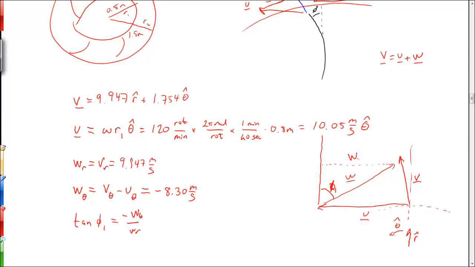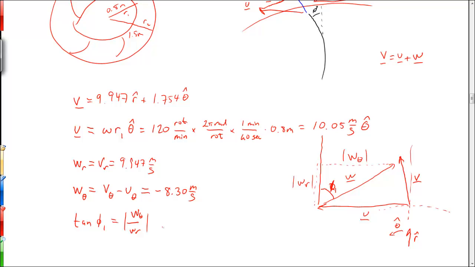This is W theta. This is actually minus W theta. And this is WR. Sorry, this is not minus W theta. This is, of course, just W theta because that's the way I've drawn the vector. But because phi1 is drawn as it angles off to the right here as opposed to angling to the left, what we really want is the absolute value of W theta and the absolute value of WR. So I should probably write that a little more formally like this.